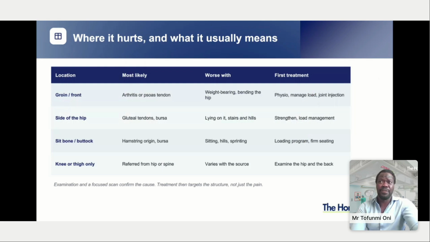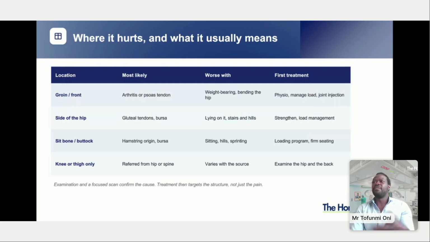So in the front of the groin, most likely either the arthritis, in terms of wearing away of the ball and socket joint, or the psoas tendon being irritated, because that's the tendon that runs over the front of the hip.